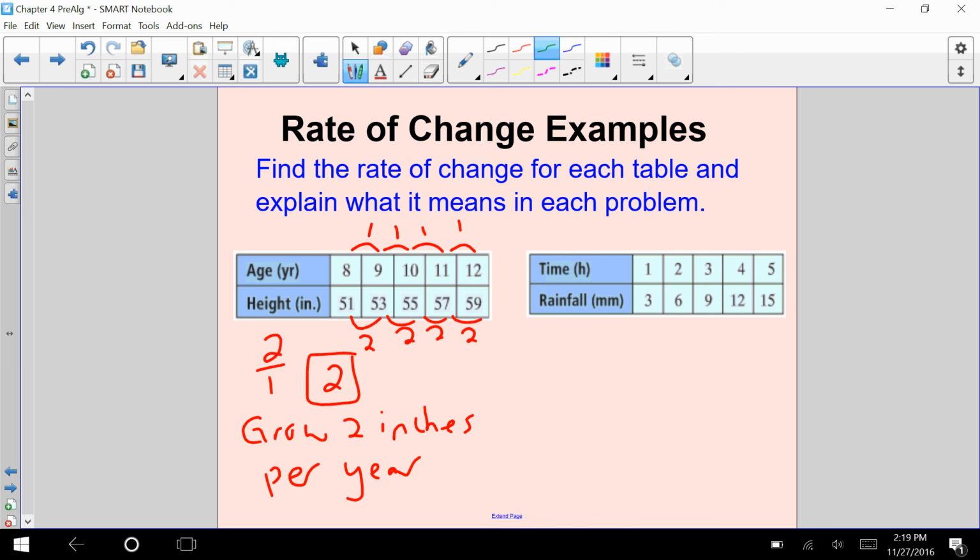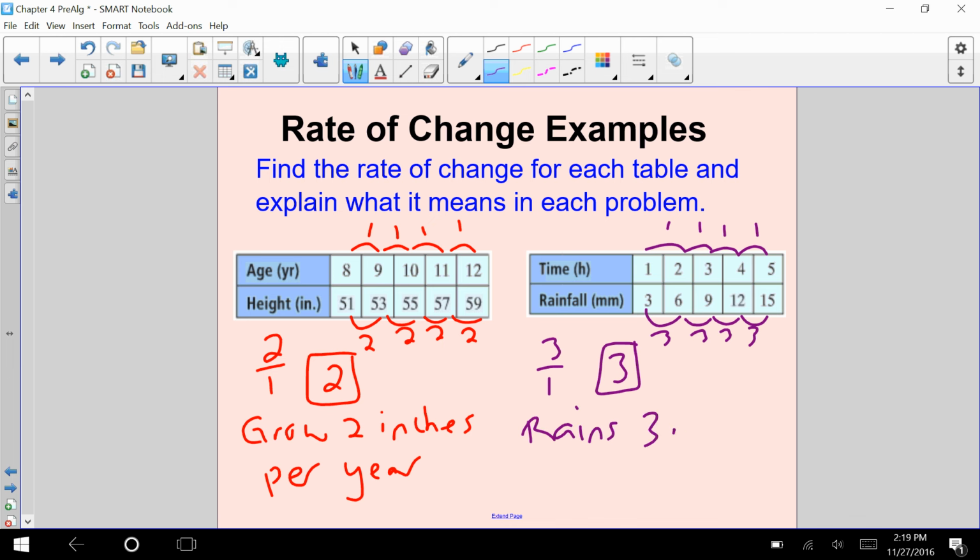For the second problem here, we'll look at our changes again. We've got a plus 1, plus 1, plus 1, plus 1. Down here we have plus 3, 3, 3, 3. Now would hours per millimeter make sense or millimeters per hour? Millimeters per hour. So we're going to do 3 over 1, which is just 3. So what does this mean in the problem? It means that it rains 3 millimeters per hour. Note that in any rate of change, there's usually a per listed.